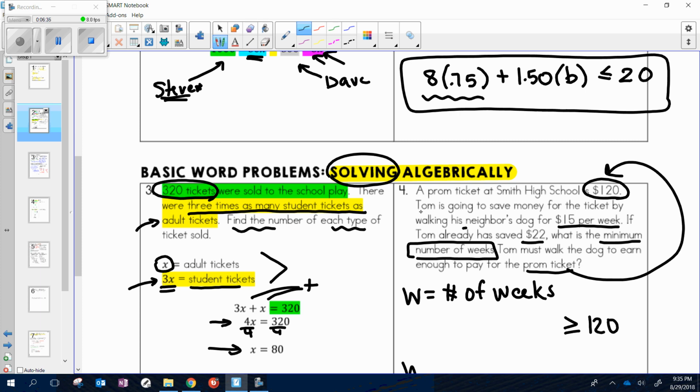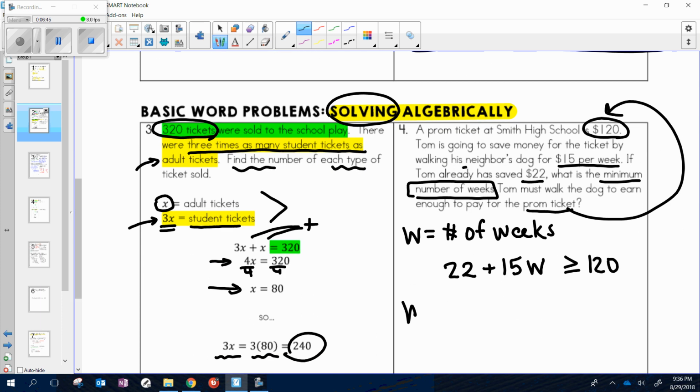He could make greater than or equal to $120, and he would cover the cost, right? So let's see how he's going to get there. Well, he already saved $22, plus he's going to make $15 every week. So 15 times the number of weeks. I need to solve this. So if you remember, you're going to subtract 22. Get your numbers over on the right-hand side.